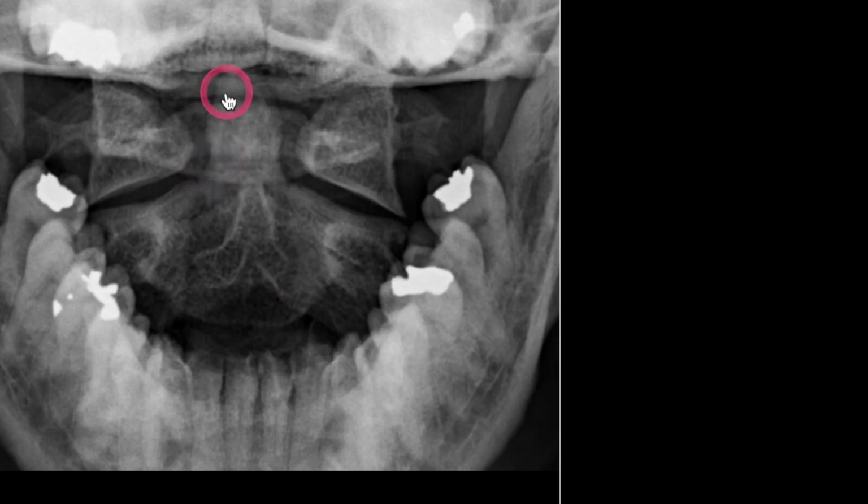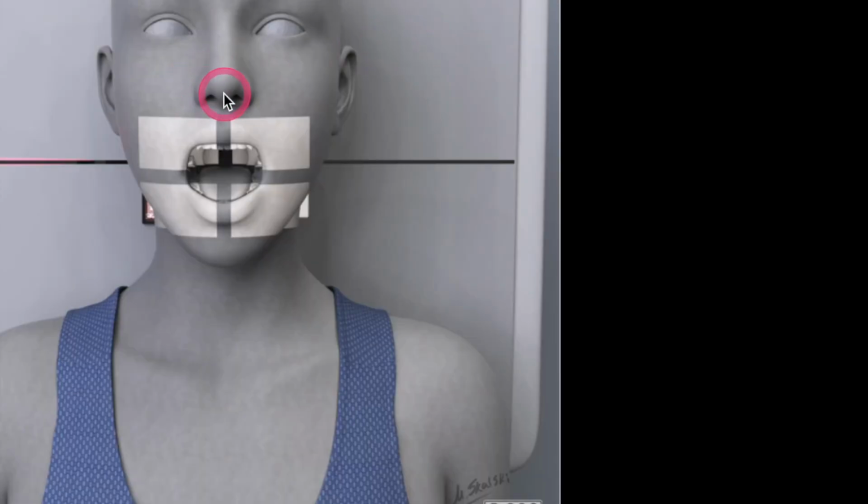This odontoid process is such a small piece of bone, and it's directly against the atlas. I showed you the joint earlier, and any bone is susceptible to fracture. In the case of trauma, the odontoid process can fracture and actually displace and compress your spinal cord, leading to some significant neurological deficits. Here's a picture of how you actually get this view.